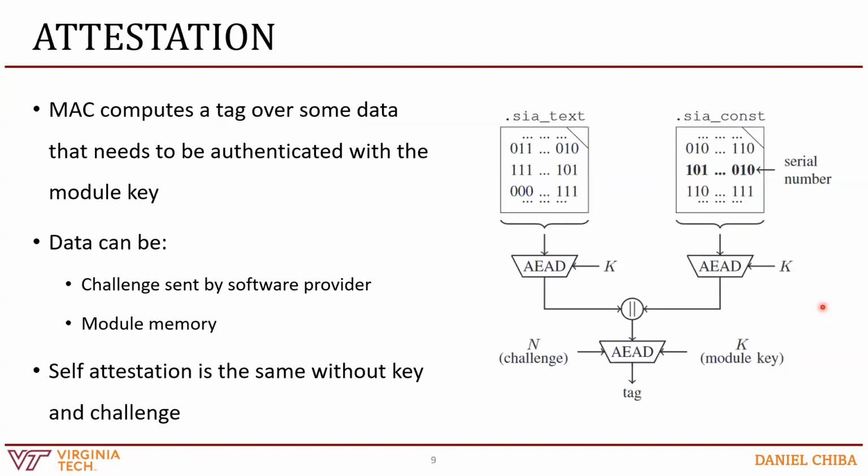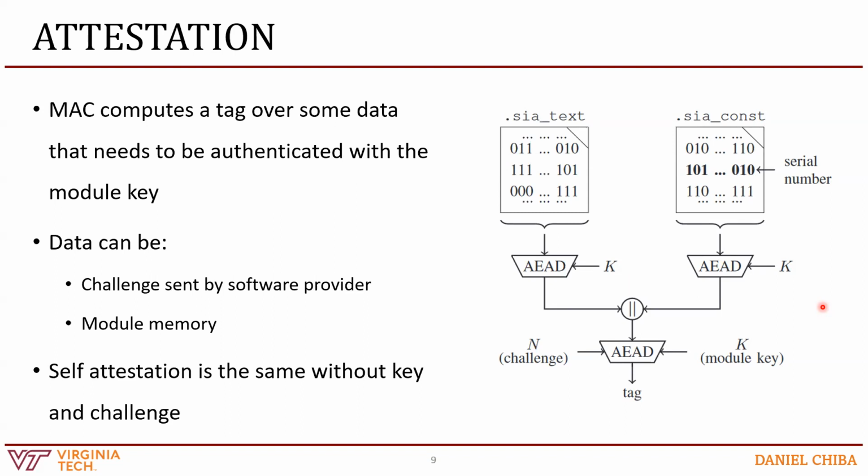So let's talk about attestation. The message authentication code, or MAC, in this case would compute a tag over some data that we need to authenticate with the module key. Now, the data can be a challenge that's sent by the software provider. That's what they call fast attestation.